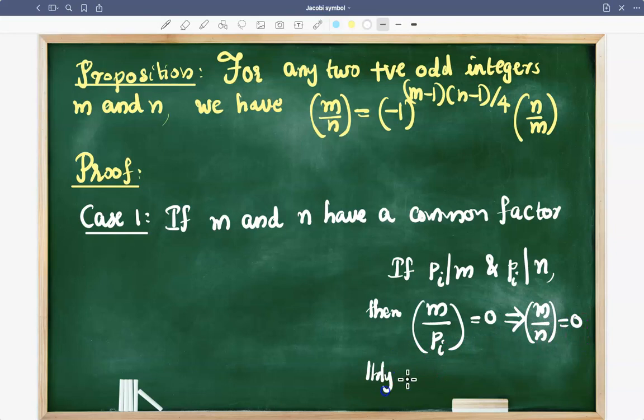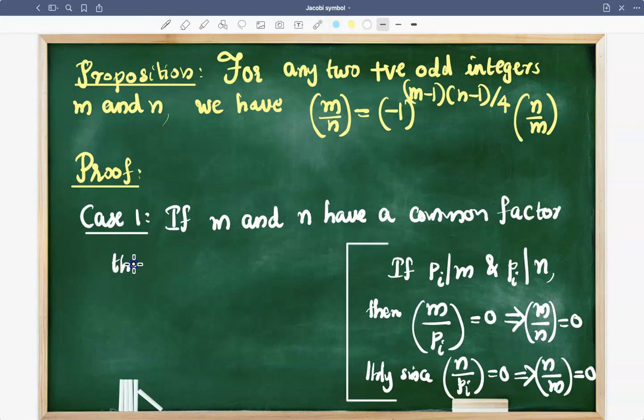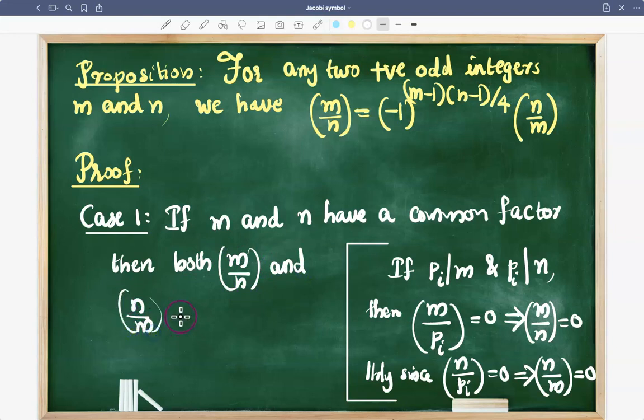Similarly, since n by pi, Legendre symbol will be equal to 0 as pi divides n, we will also get Jacobi symbol n by n equal to 0. Thus, we have in case 1 both Jacobi symbol m by n and Jacobi symbol n by m are 0. In this case, this equation will be satisfied.